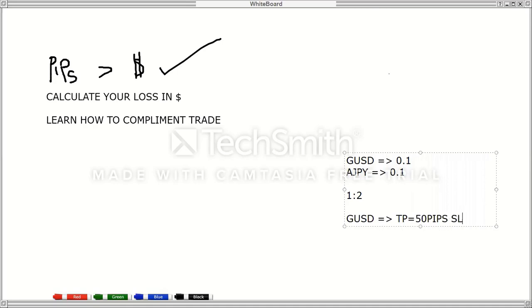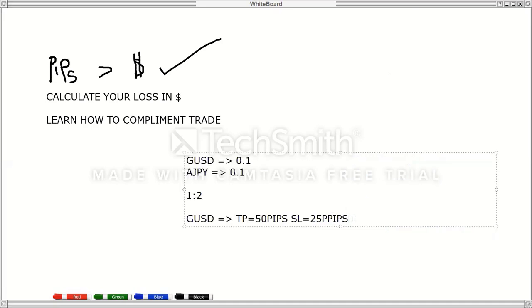And let's say SL 25 pips. Remember 1:2, that is 25 pips. Right. Let's make this bold so we don't get confused. So now in dollar, we are going to be having a TP of $50, right? And an SL of $25.